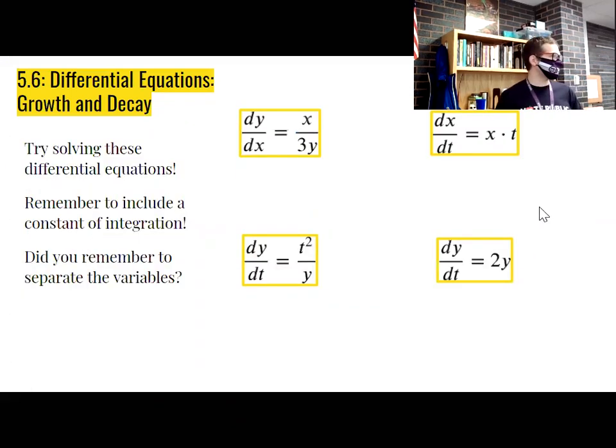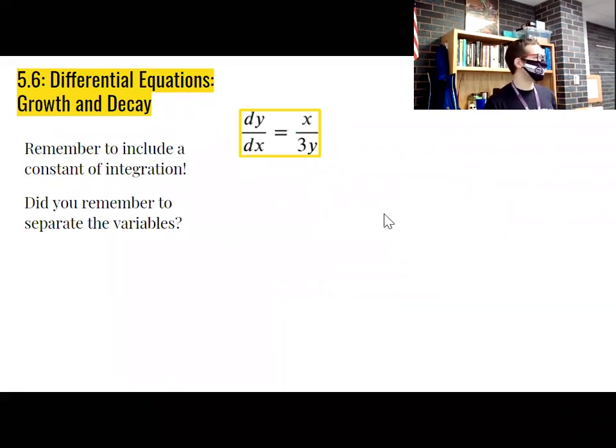Okay, here are four other differential equations. So we're going to try to solve these. And we're just going to do these all together. But just make a note, these are the four that we're going to try to solve. Now to solve these, we want to separate the variables and then try to integrate to get rid of the differential.